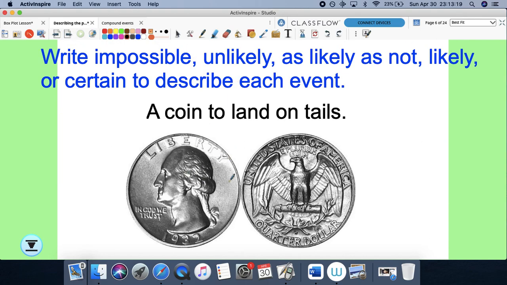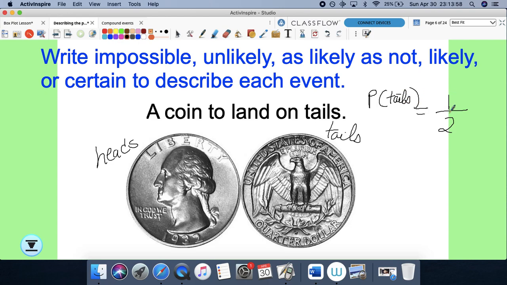A coin. Now, a coin has two sides. Here in this country, we call this side heads, and the other side is called tails. So it's asking, write impossible, unlikely, as likely as not, likely or certain to describe each event. So a coin to land on tails. If you throw this coin in the air and it lands on tails, what's the probability? What's the chance of it landing on tails? Well, on a coin there's one tails, and how many possible outcomes can we have? We can have 2. So the probability, and this is how you write it, probability of tails is 1 over 2.